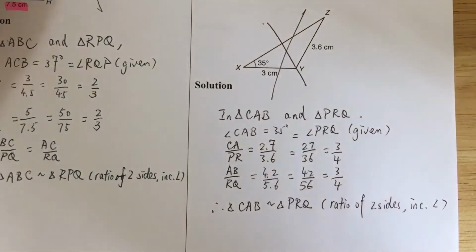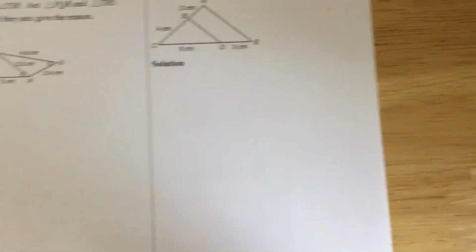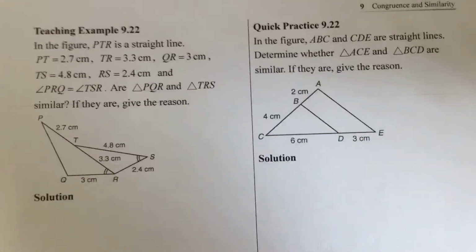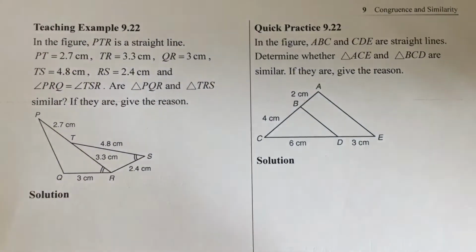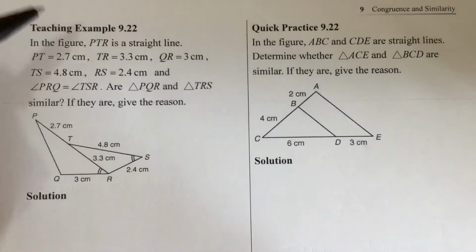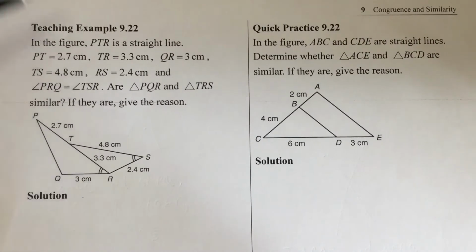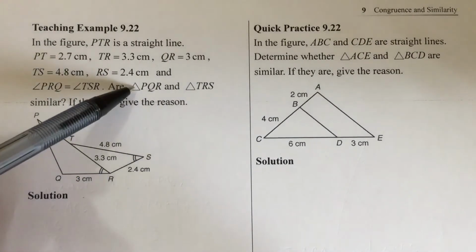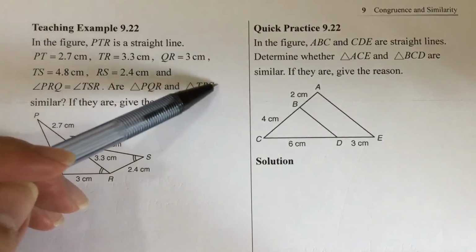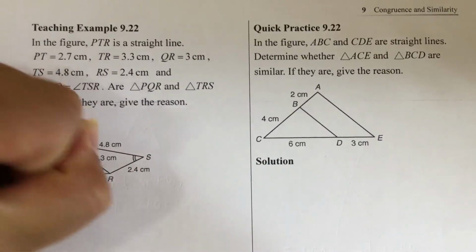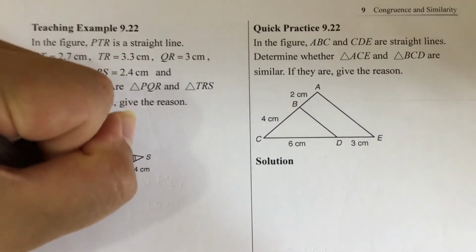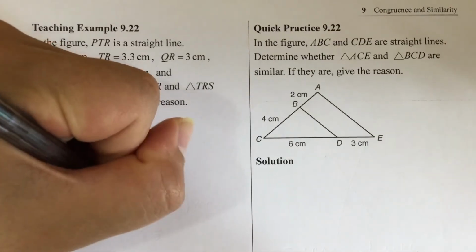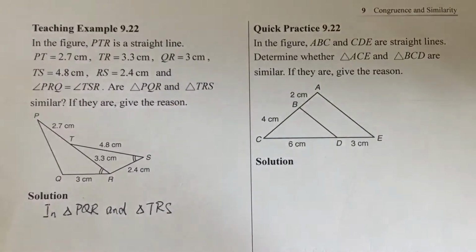Okay, now we will go to the last teaching example and also the last quick practice. So we will finish all Form 1 topics this year. Okay, now let's look at this picture and these questions. In the figure, I want to show that triangle PQR and triangle TRS are similar or not.